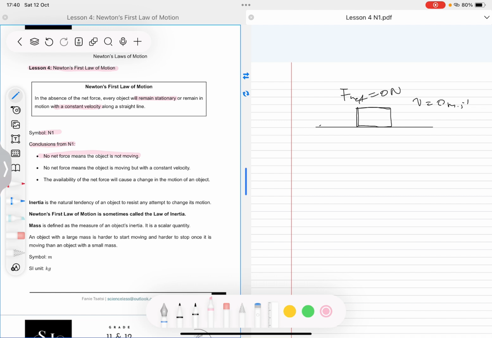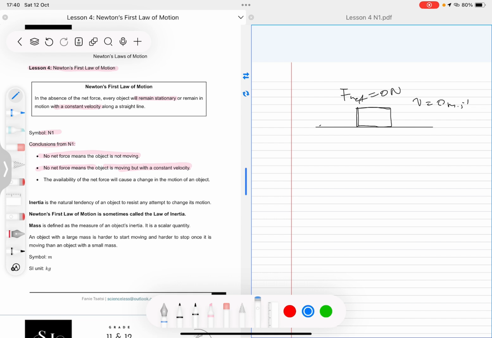The other point is that sometimes there is no net force, but the object is actually moving with a constant velocity. For this one, I want you to imagine throwing a ball horizontally to the right. Let's say we have a ball like this, and then we throw it horizontally to the right, so that this ball moves horizontally with a velocity v. It could be any number, 2 meters per second, any number. But now this velocity becomes constant.